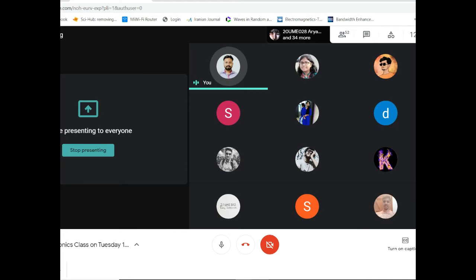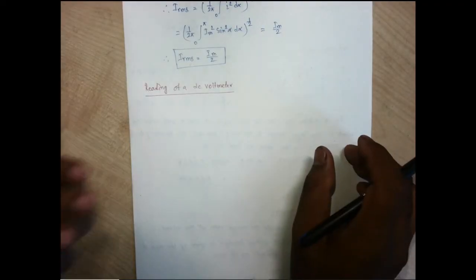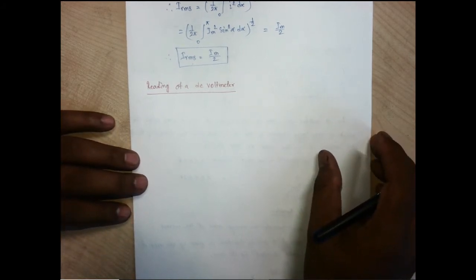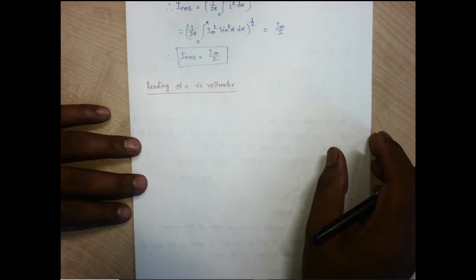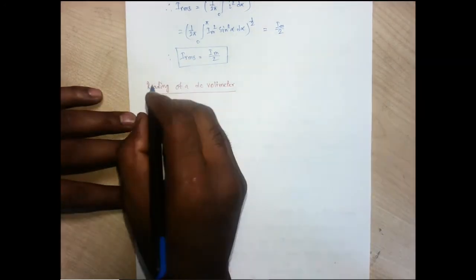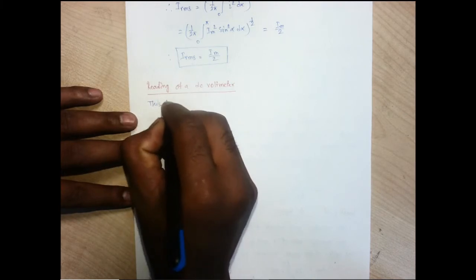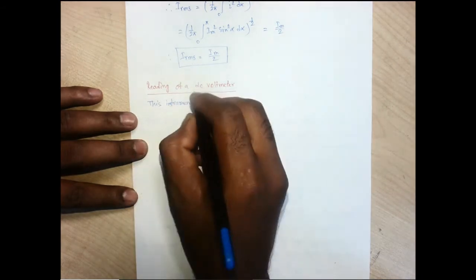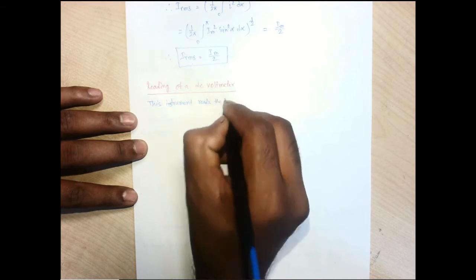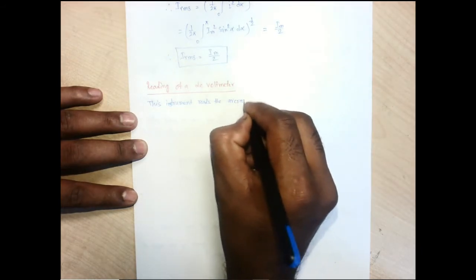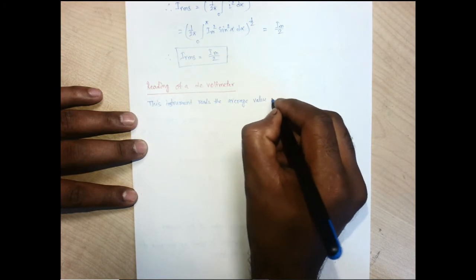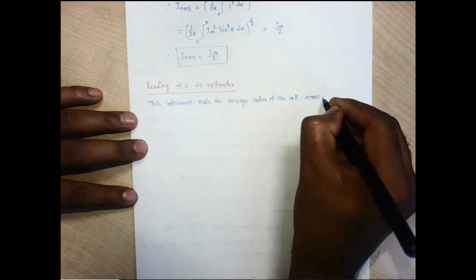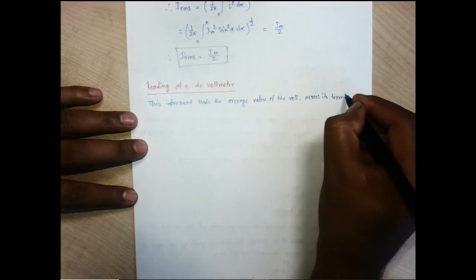Now let us go with the voltage reading of the DC voltmeter. So what is its function? This DC voltmeter will read the average value of the voltage across its terminal. This instrument reads the average value of the voltage across its terminal.